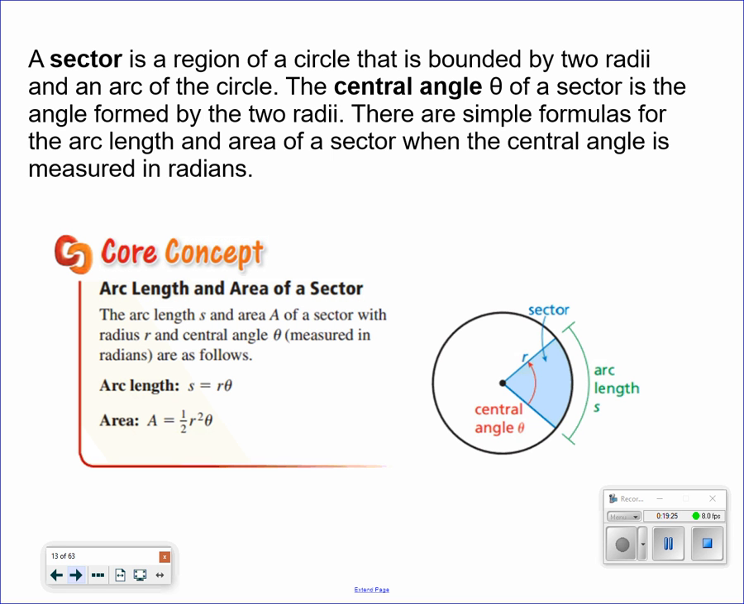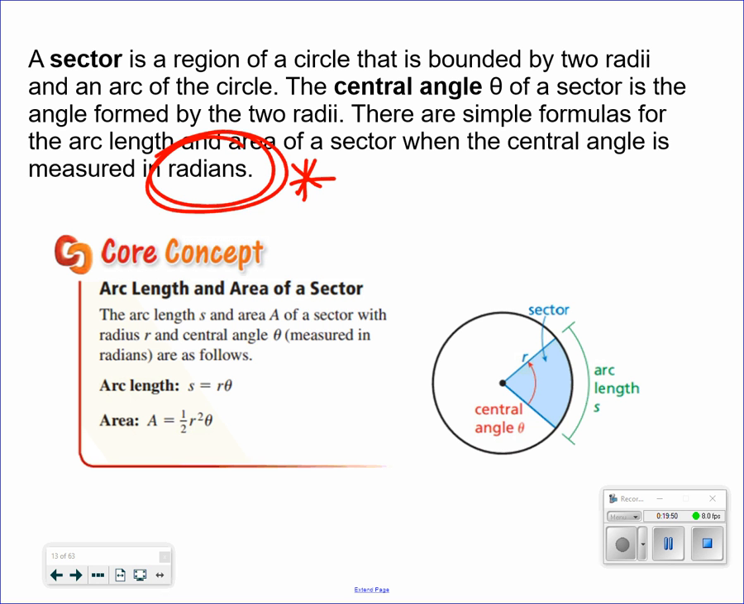Last topic, and this is kind of just a throw-in topic a little bit, is a sector. A sector is the region of a circle that is bounded by 2 radii, so part of a circle. The central angle theta of the sector is the angle formed by the 2 radii. There are simple formulas for arc and sector as long as things are in radians. Okay, I want to stress that. It's got to be in radians for these formulas.